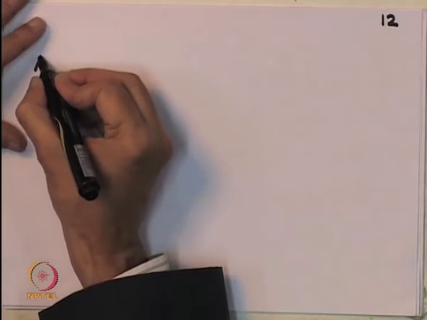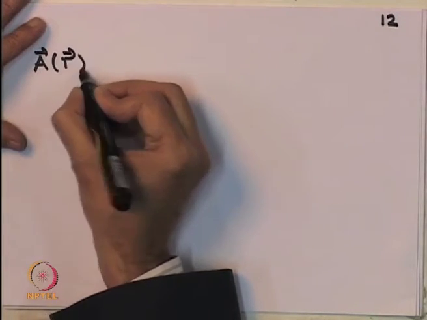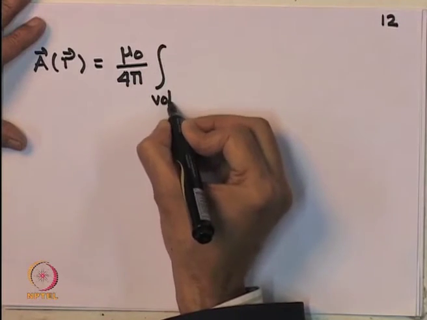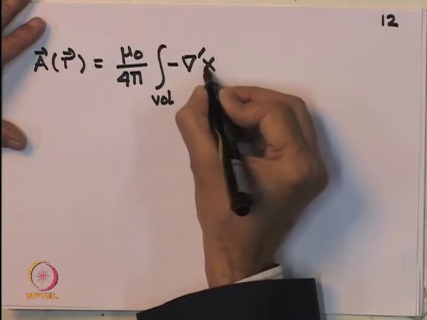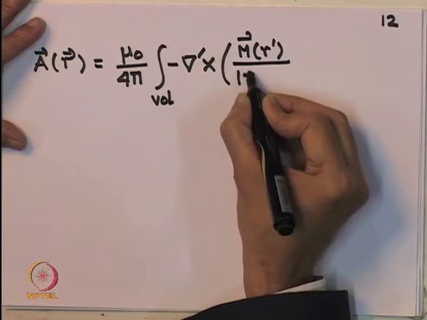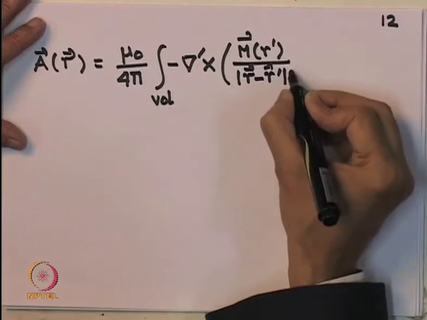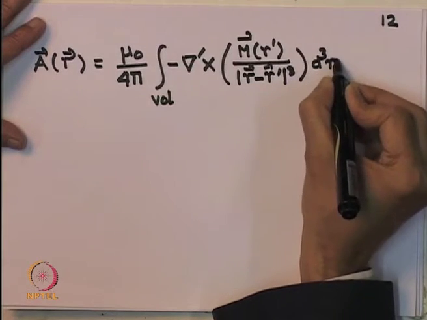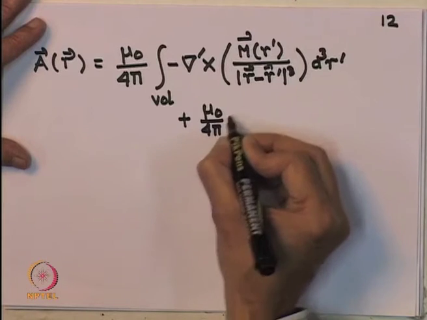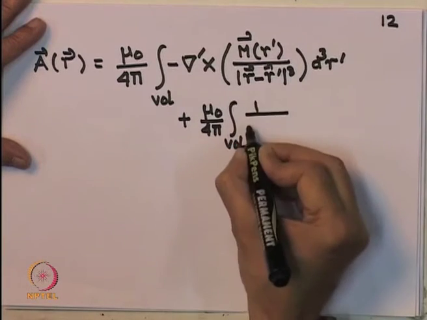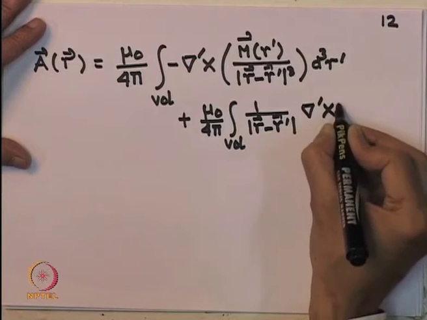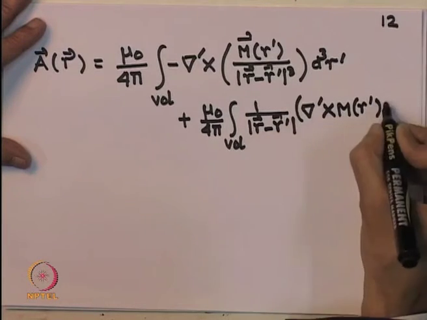So, A of r is equal to mu 0 by 4 pi, integral over the volume, minus del prime cross m of r prime by r minus r prime cubed, d cube r prime, plus mu 0 by 4 pi, integral over volume again, 1 over r minus r prime, that is the scalar, times del prime cross m of r prime, d cube r prime.